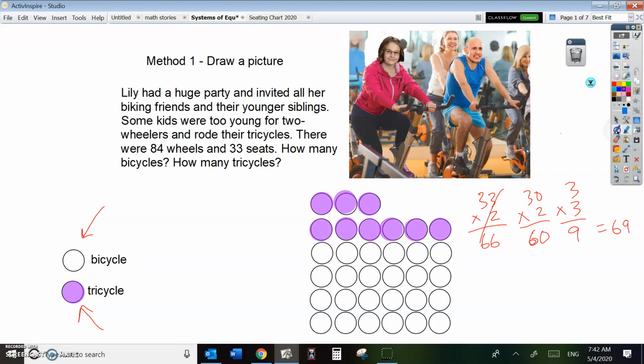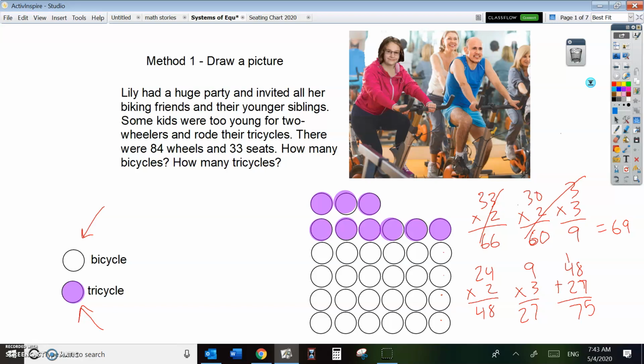9 tricycles leaves 24 bicycles and 9 tricycles. Times 2 is going to be 48. Times 3 is going to be 27. 48 plus 27 is 75. We're getting closer. So we need 84 wheels and we have 75 wheels.